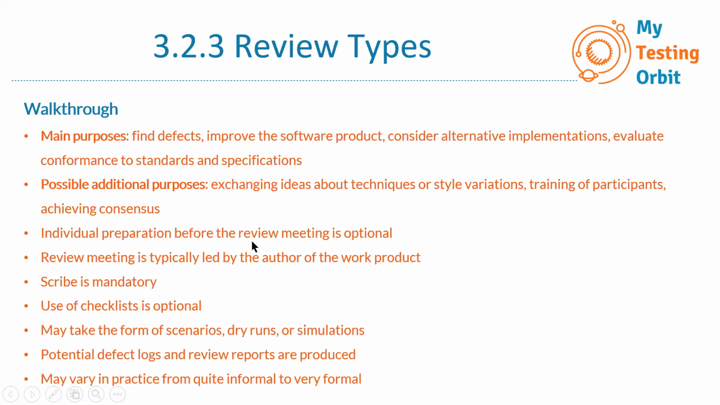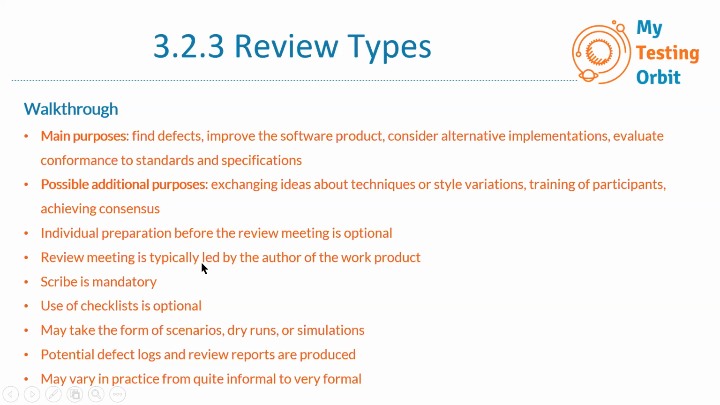Individual preparation before the review meeting is optional. Individual preparation means that for whoever will be doing the review, or the walkthrough in this case, there are no prerequisites needed. Let's say in a walkthrough, a document can be given to the reviewer and they can just go through that. There is no review meeting required before that, and no prerequisites. That's why it says individual preparation before the review meeting is optional.